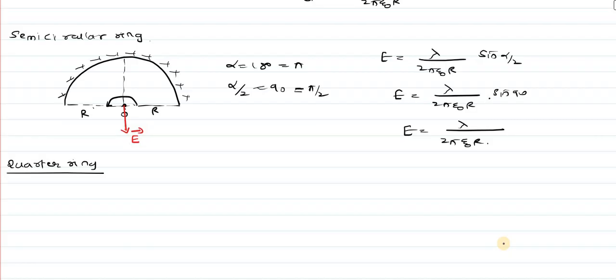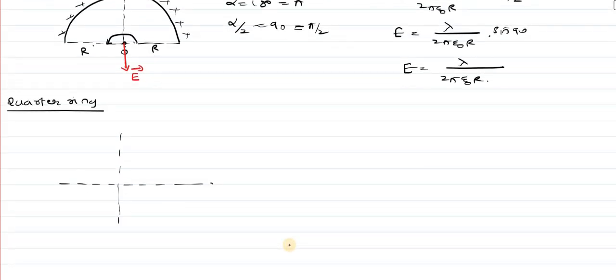Now next is, suppose the ring I cut it into only a quarter. This one. So at the center I am going to find out where the electric field will be. Now you know that whenever we find that, this is the electric field direction. Any doubt?